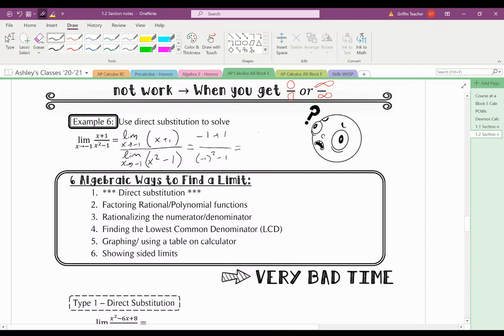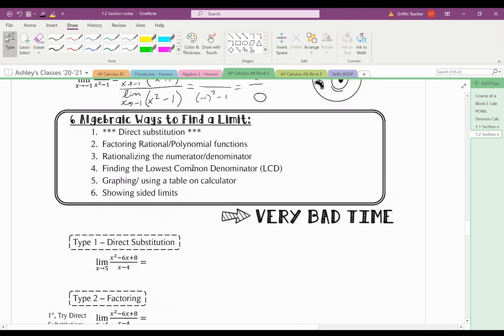And you can see that big error here, right? What is my limit? Well, we don't know. And it's because direct substitution doesn't 100% work all the time. So some different algebraic ways that we can find a limit. So again, the reason why step 1 has all these stars is generally you want to always try direct substitution. Because if direct substitution works, you get your limit, you're done, call it a day. So easy peasy.